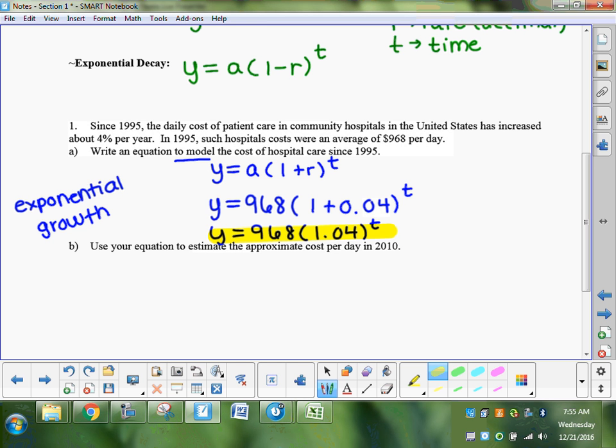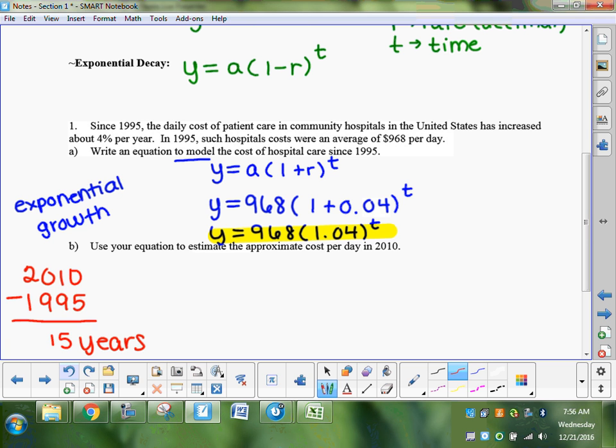Now, for the second part of it, you've got to use the equation to estimate the cost in 2010. So how could you go through and figure out what that's going to be in 2010? You start by subtracting 1995 from 2010. So, if you got 2010 minus 1995, how many years is that? Let's go in just so we see it. 2010 minus 1995 is going to give me 15 years.